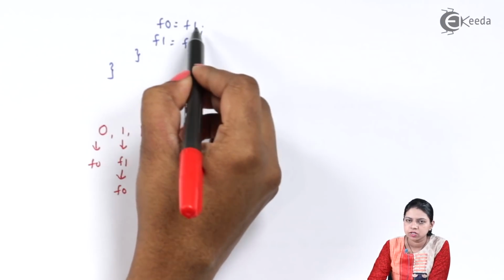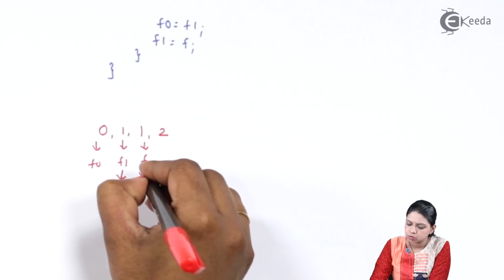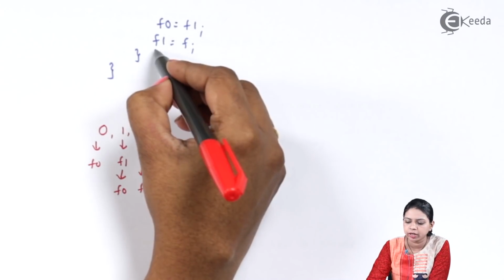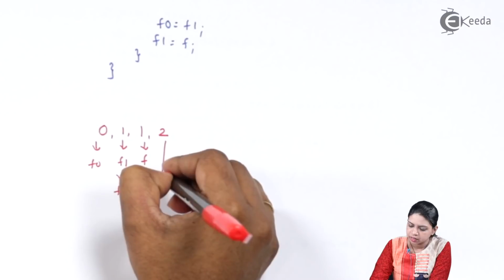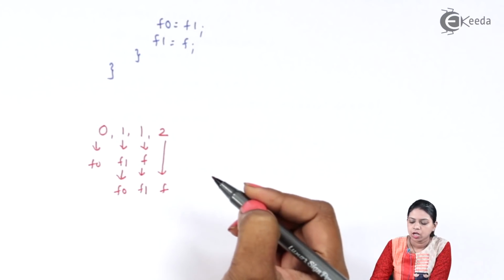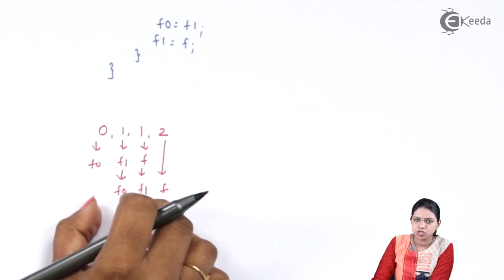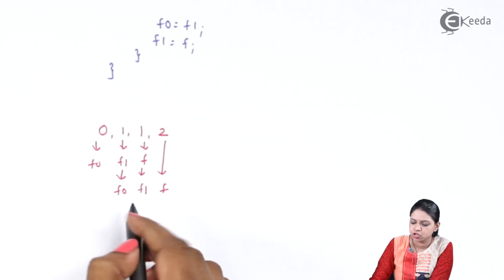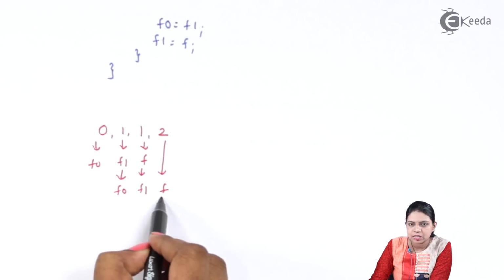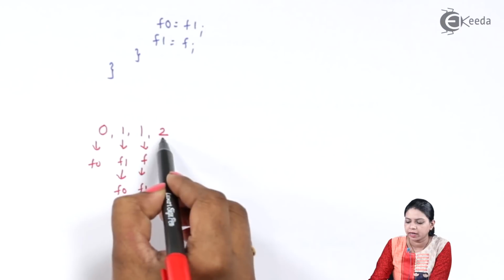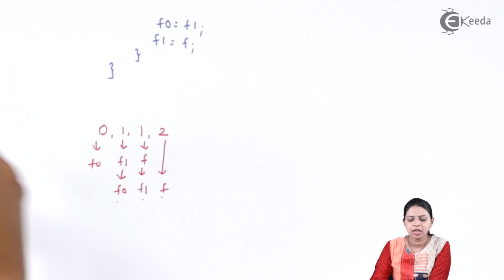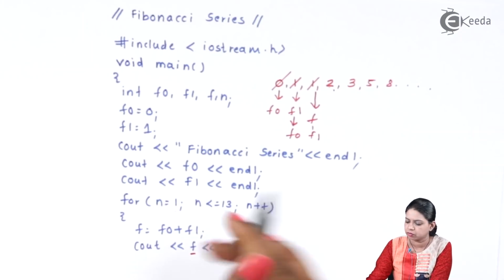So I wrote f0 is equal to f1. This will be your f1. So I wrote f1 is equal to f, and this is going to be a f. So it means you have to exchange the terms. So in the next iteration, it is going to be f is equal to f0 plus f1, and I got 2. So again I will print the value of f.